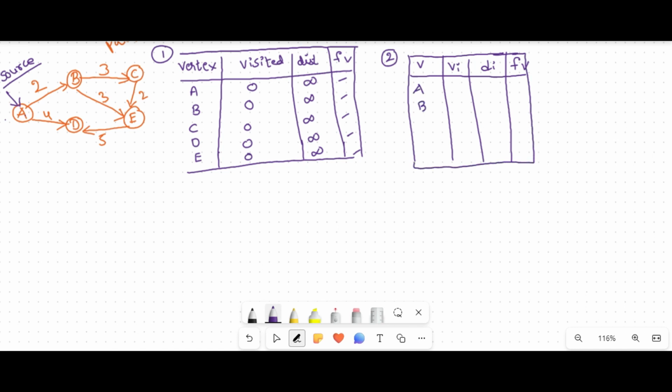Now write the vertices A, B, C, D, E, and A is the starting vertex. So make that vertex visited. A vertex to A vertex, distance is 0, and from the same vertex it is nothing. Now find out the adjacent vertices for A vertex. Adjacent vertices for A are B and D. A to B, the distance is 2 units from the vertex A. A to D, the distance is 4 units from the vertex A. These are the only 2 adjacent vertices, so for the remaining infinity, we will not write anything. Okay, next.